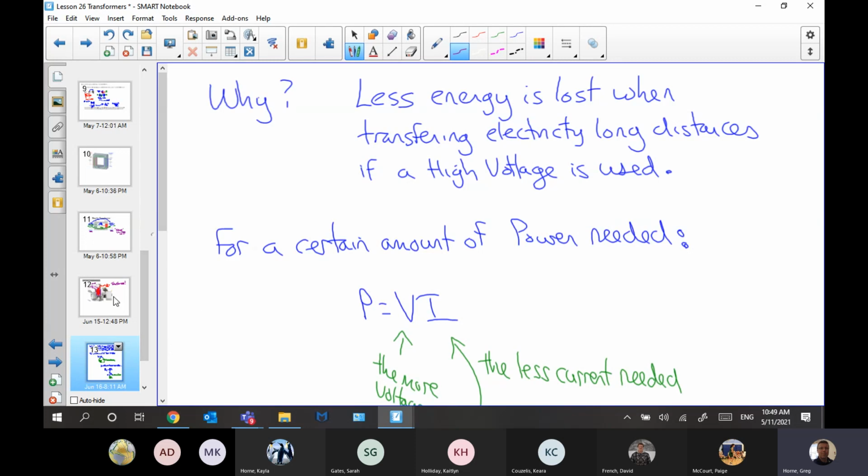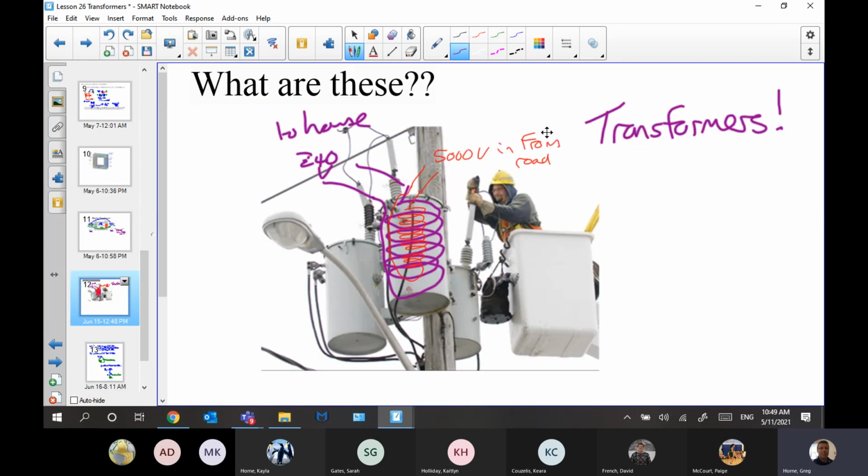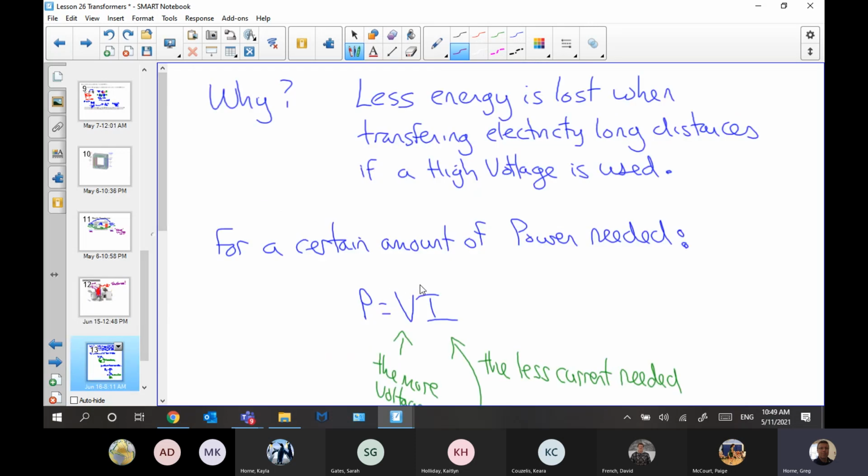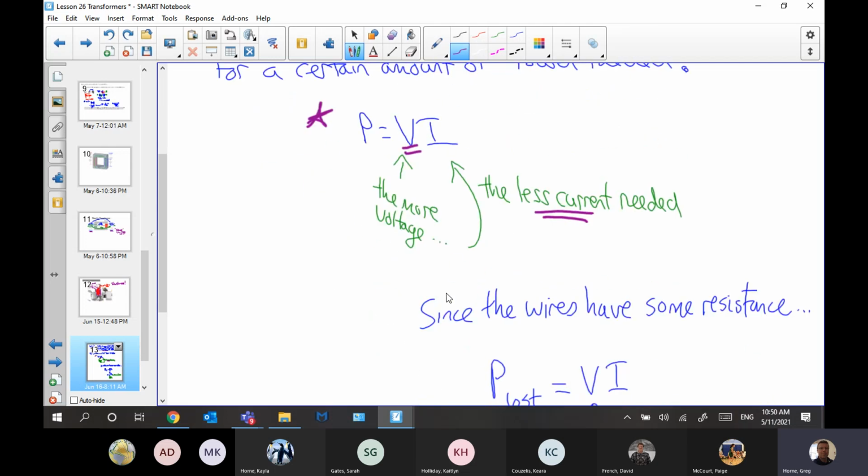Why would you want to do this, right? Why do we want to step down and so on? Why was it at 5,000 volts in the first place? Really, what we're looking at. And so the answer to that is because less energy is lost when transferring long distances if high voltage is used. Because if we have high voltage, then automatically we end up with less current, looking at our power equation, right? And current forcing its way through wires.